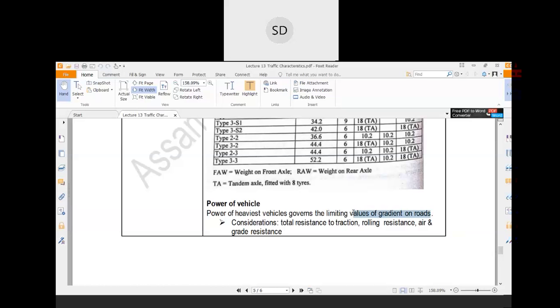If the power value is more, in that case you can increase the limiting gradient value. If it is less, then your gradient should be much flatter. Otherwise, vehicles with less power cannot overcome that gradient. So in this way, the power value affects the limiting gradient of the road.